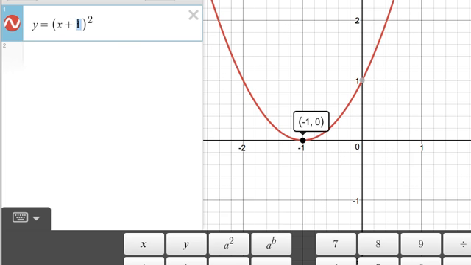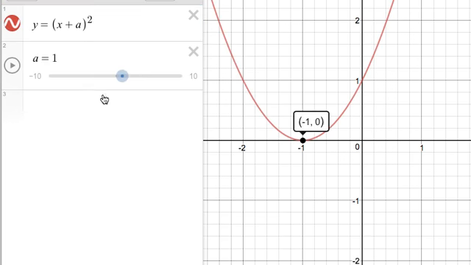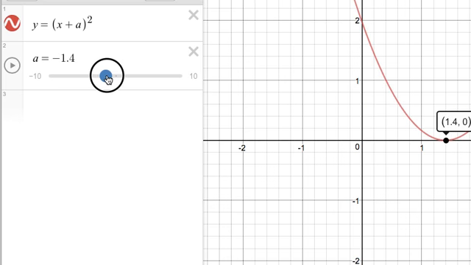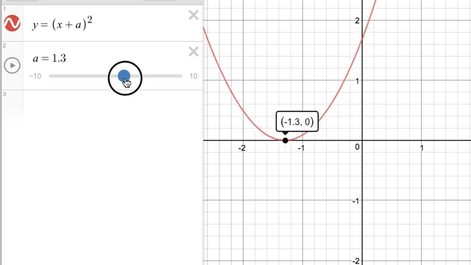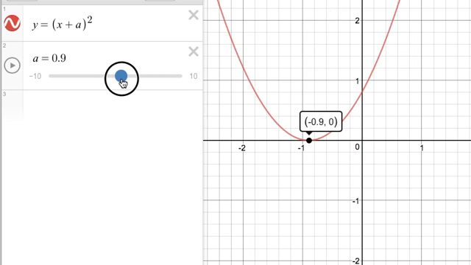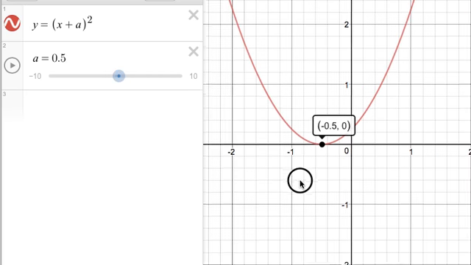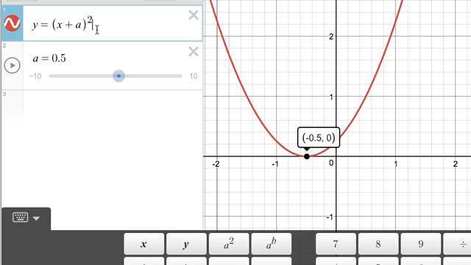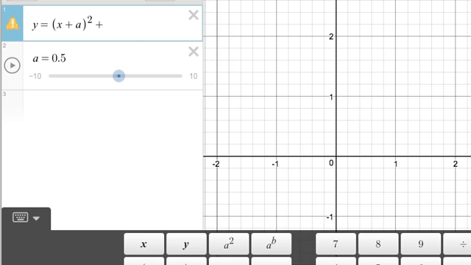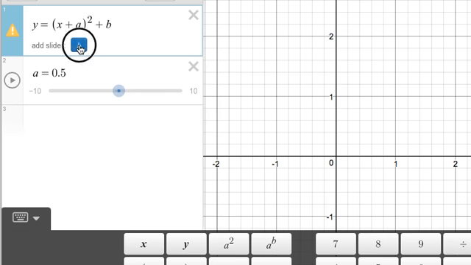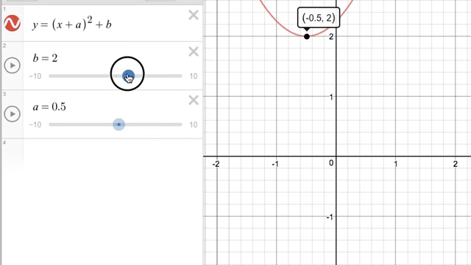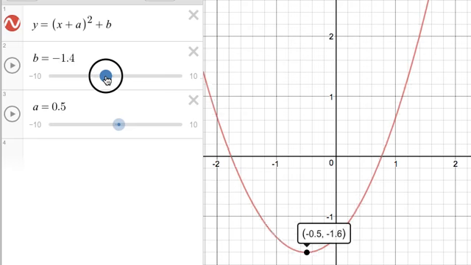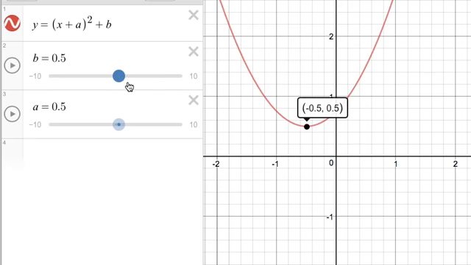And you can see if I put a slider in here, as I move the slider to the left, the graph goes to the right. As I move the slider to the right, the graph goes to the left. So the graph kind of does the opposite because we're always solving for when this bracket is 0. If I add a slider for the b, you can see that if I move it to the right, the graph goes up, and move it to the left, the graph goes down.